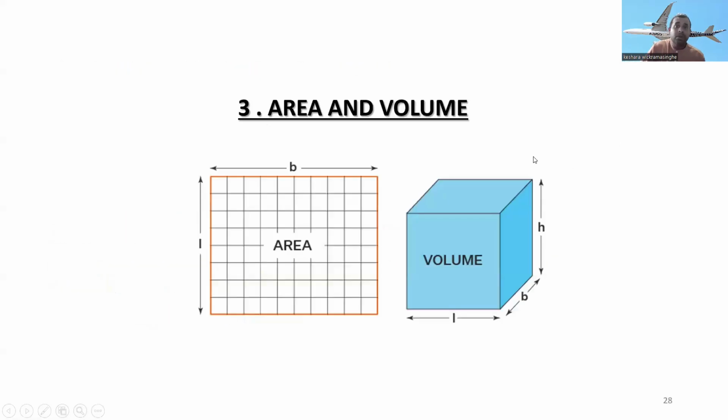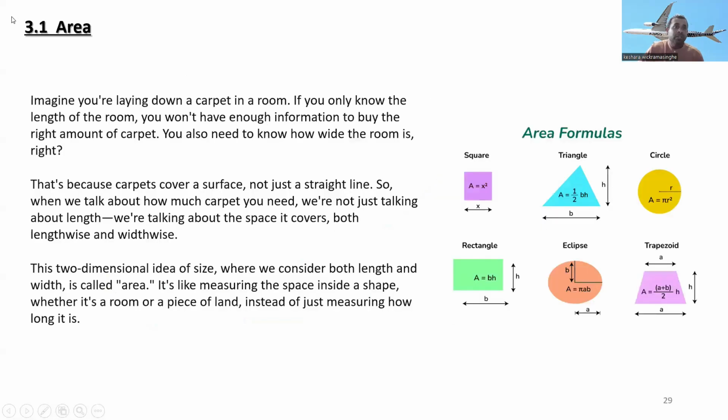Now let's go to the third and last one, area and volume. So now we'll go to the area. Imagine you are laying down a carpet in a room. If you only know the length of the room, you won't have enough information to buy the right amount of carpet. You also need to know how wide the room is, because the carpet covers the surface, not just a straight line.